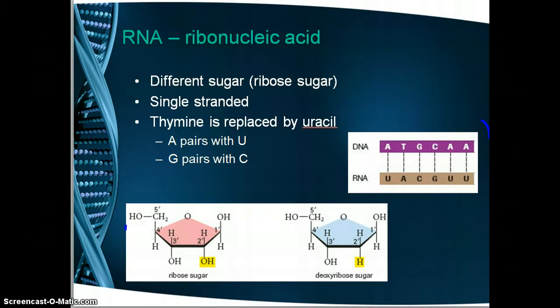The other difference between RNA and DNA is that RNA is single-stranded. Okay, so the nucleotides do not pair up. And then the last thing is that instead of having thymine as one of our nitrogen bases, we have uracil. So A pairs with U instead of T, but guanine and cytosine still pair up together.